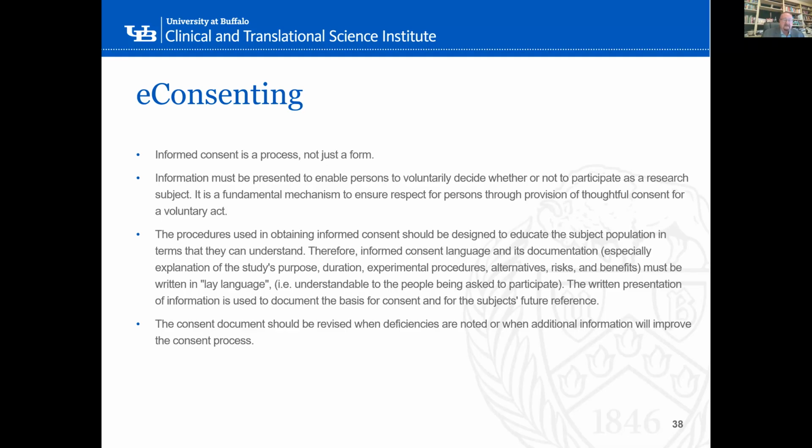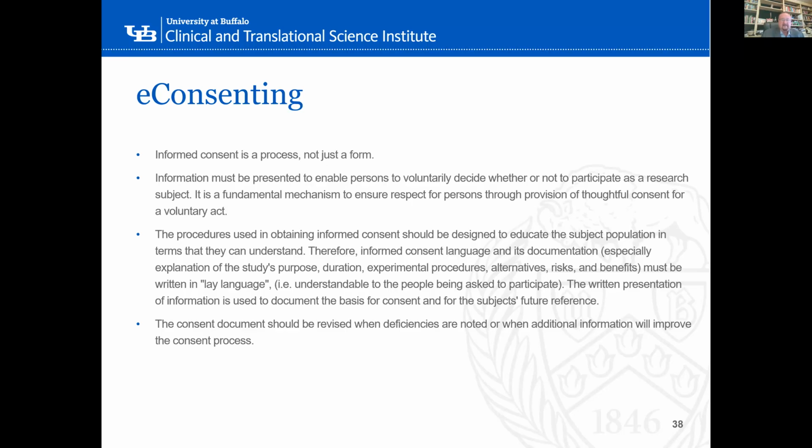So informed consent is a process, not just a form. Information must be presented to enable persons to voluntarily decide whether or not to participate as a research subject. It's a fundamental mechanism to ensure respect for persons through the provision of thoughtful consent for a voluntary act. The procedures used in obtaining informed consent should be designed to educate the study population in terms that they can understand.